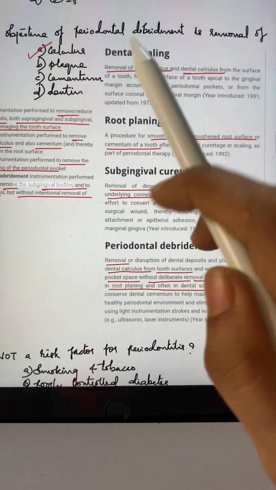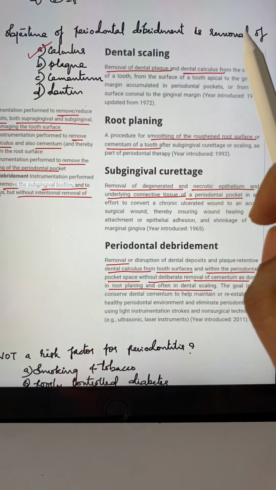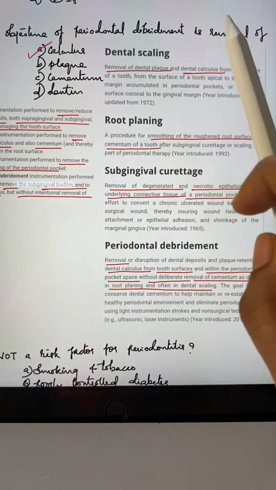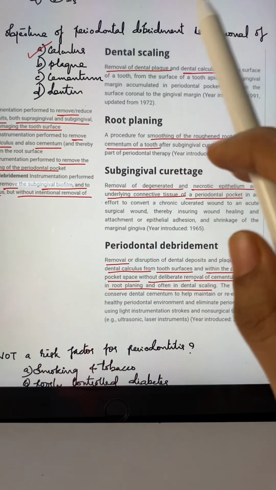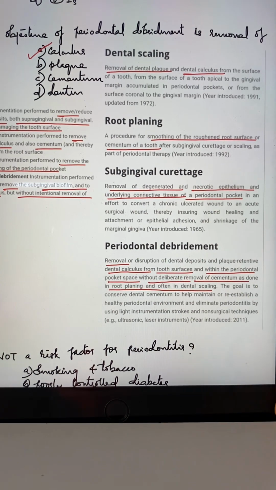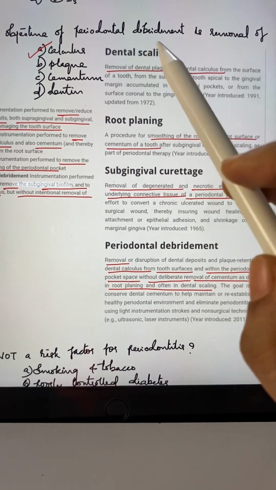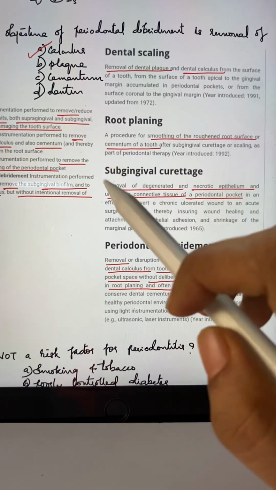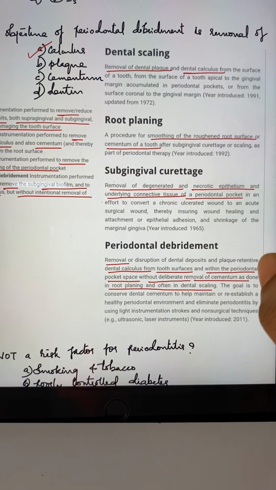Next is, the primary objective of periodontal debridement is the removal of what? Periodontal debridement is different. We need to understand the difference between all these. Scaling means it's a removal of calculus or deposits, supragingival and subgingival.